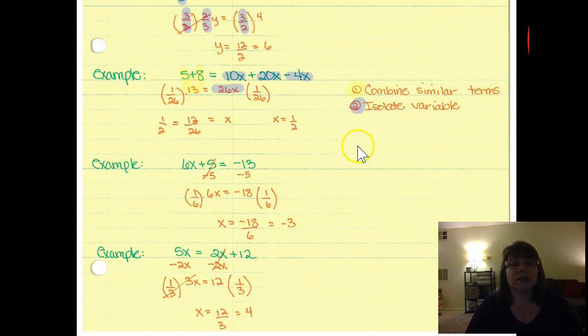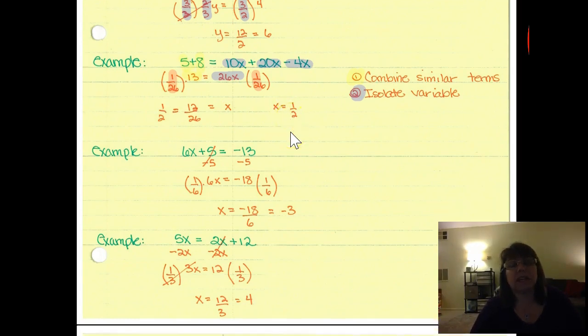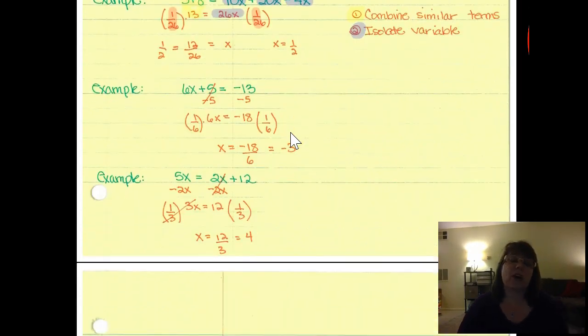All right, so multiply both sides by 1 over 26, and we get 13 over 26, but 13 over 26 is 1/2. So x equals 1/2. Okay, and I do suggest you try these out on your own. Practice always makes you better at math.